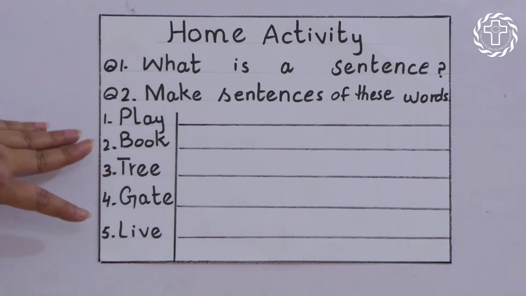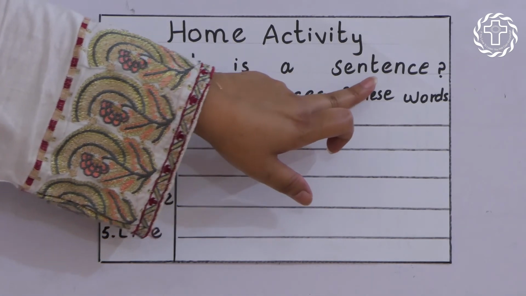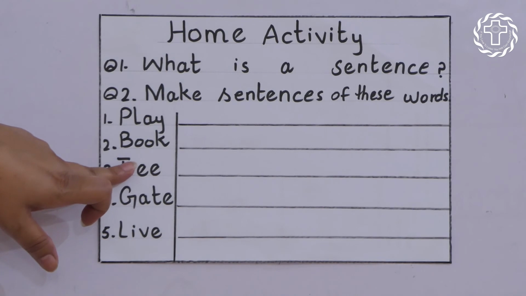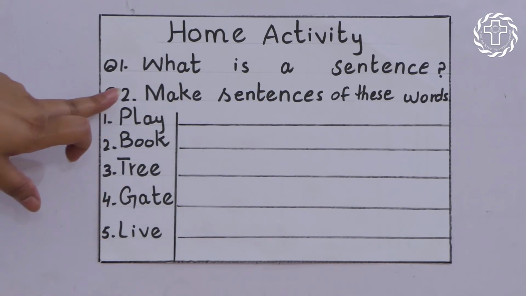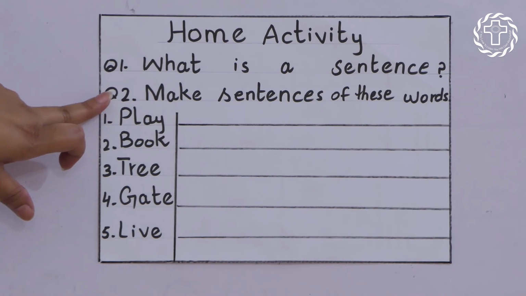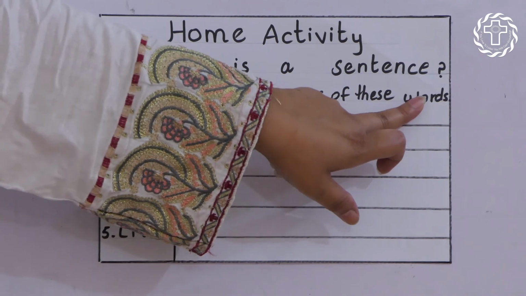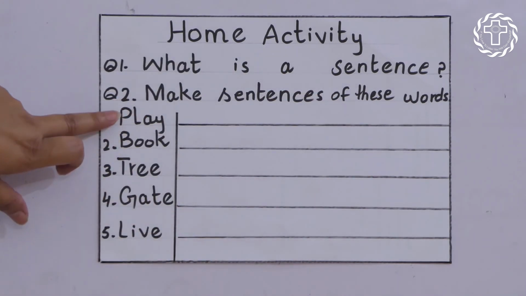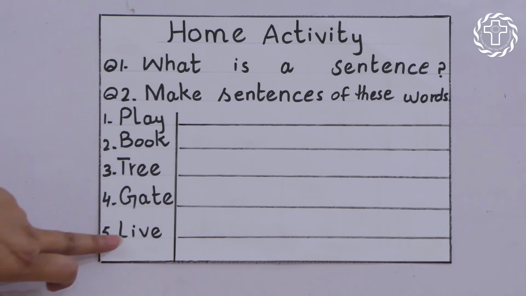This is your home activity. Question number 1. What is a sentence? A meaningful group of words is called a sentence. Second question. Make sentences of these words. These are the words: play, book, tree, gate, leave.